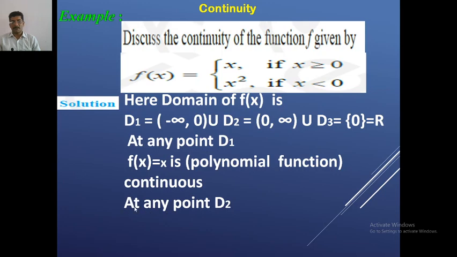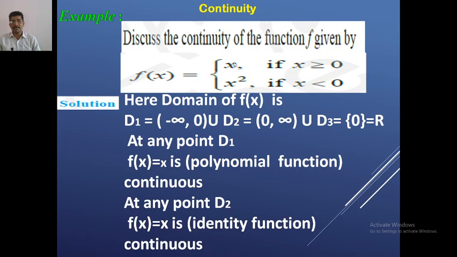Similarly, at any point in D2, f of x is x, an identity function. You know that in properties of continuity, the identity function is continuous for all real numbers. Here also f of x equals x square in D2. D2 means the open interval 0 to infinity, which is a subset of real numbers. Therefore, f of x is continuous. In D1, the function is continuous. In D2, the function is continuous.